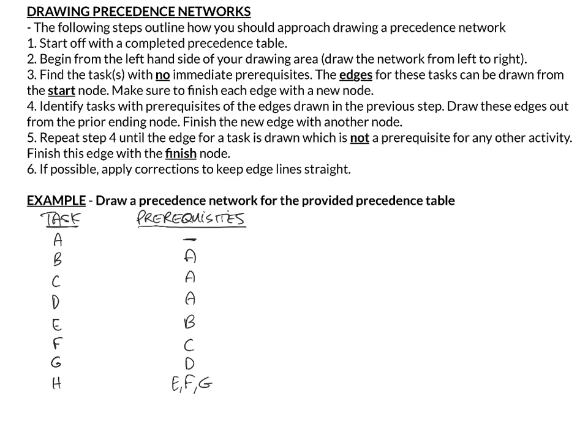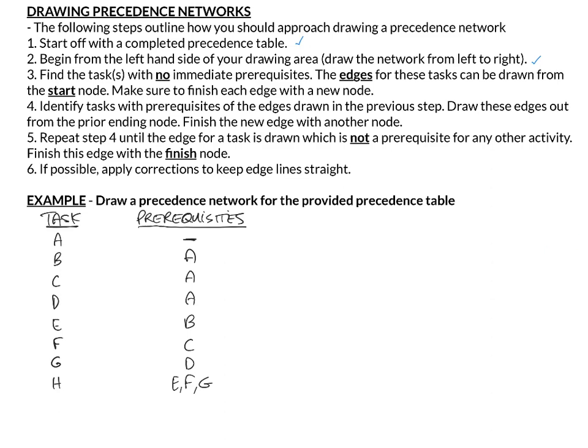So, for example, we're going to draw a precedence network for the provided precedence table. We have 1, 2, 3, 4, 5, 6, 7, 8 tasks here, and we have their prerequisites set up. We're not worried about any durations or anything. Here, we're just applying the steps for drawing a precedence network. So, 1, start off with the completed precedence table. We have done that. We've provided that. 2, begin from the left-hand side of your drawing. So I'm keeping in mind that I want to start from the left-hand side, so around here and finish up somewhere over here.